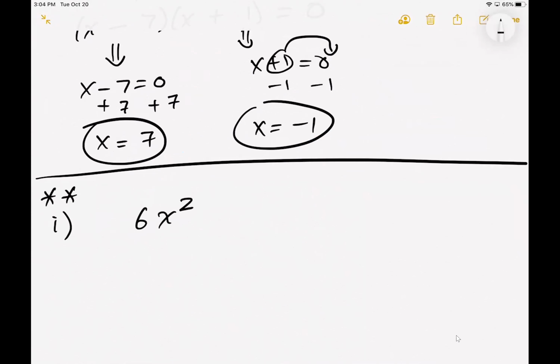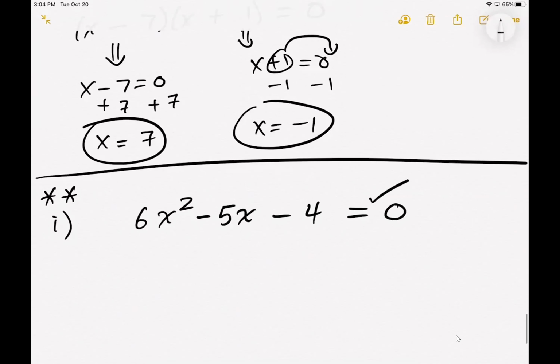So let's say we have something like this, and we probably did this already. Let's say we have minus 5x minus 4 equal to 0. So if you go back to this thing here, we know that it's equal to 0. We know life is good again, but it's not that good.